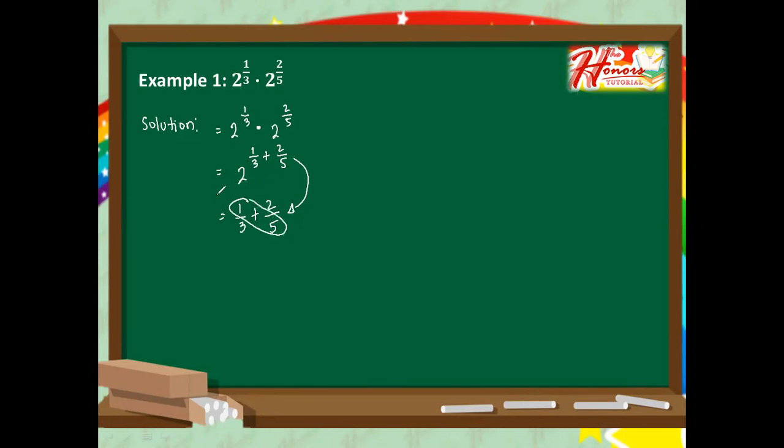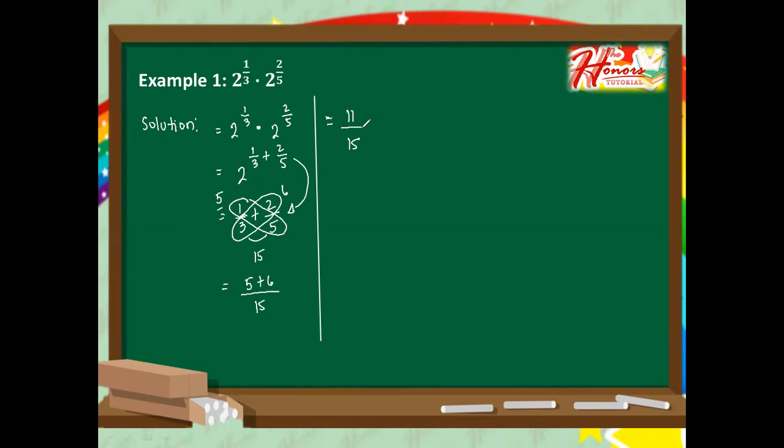So that's 1 times 5, it's 5. 3 times 2, that's 6. And then 3 times 5, that's 15. Then after that, we have to add 5 and 6 in the numerator and just copy 15 in your denominator. So for the numerator, we have here 5 plus 6, that's 11. Copy the denominator, which is 15.